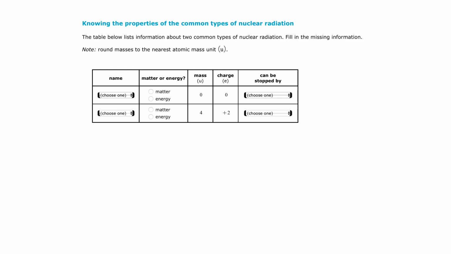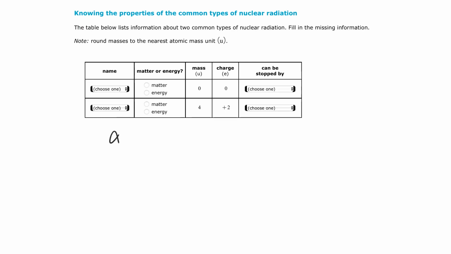Welcome back. This is an Aleks training video on knowing the properties of the common types of nuclear radiation. There are three types of radiation, and they're named after the first three letters of the Greek alphabet. You've got alpha radiation, and an alpha radiation is really the nucleus of a helium atom.